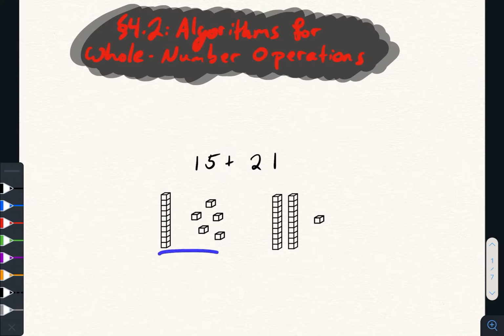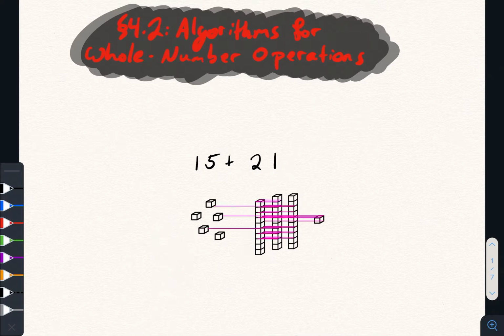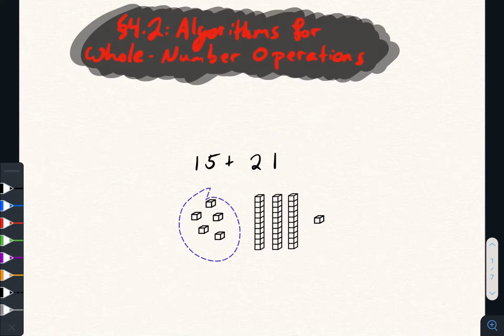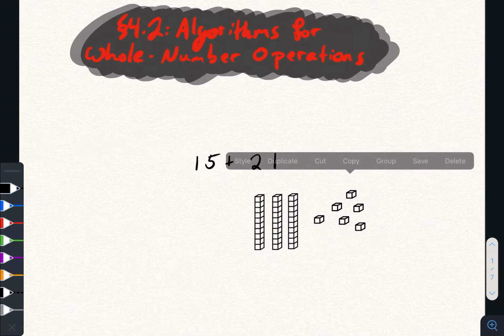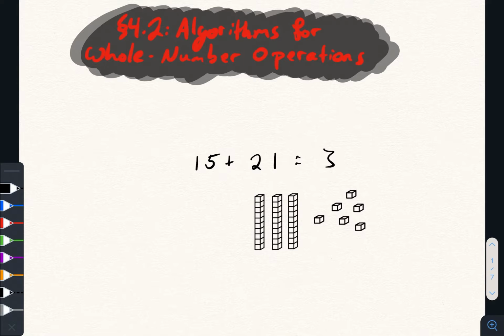Because if you were to represent these numbers with base 10 blocks, I have one group of 10 and 5 extras, 5 singletons, and then I have 2 groups of 10 and then 1 singleton. If I wanted to combine these into a base 10 number, I can very simply just combine all the 10s together and then combine all the 1s together. And now I have 3 10s and 6 singletons, so I have 36.